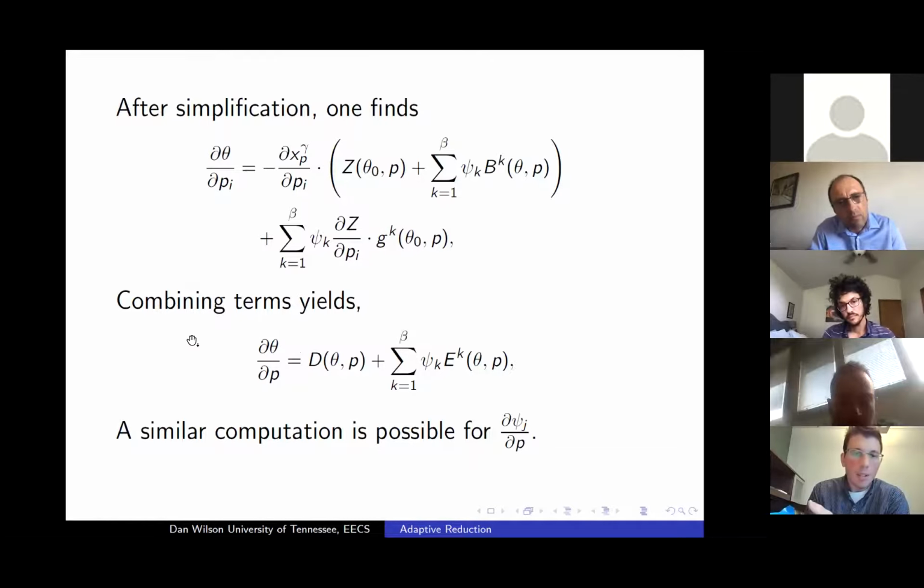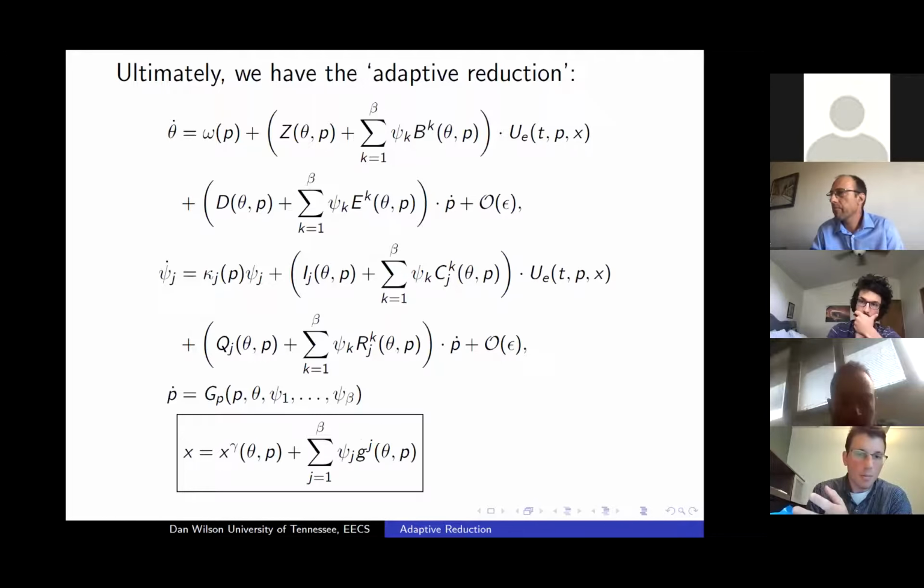And at the end of the day, we can combine and get equations that look like the partial of theta with respect to our parameters are equal to some function d of theta comma p. This is evaluated on a limit cycle. And then we have some higher order corrections, this linear combination of functions ek multiplied by our amplitude coordinates. And we can do a similar thing for all of the amplitude coordinates as well to get the partial of them with respect to the collection of parameters.